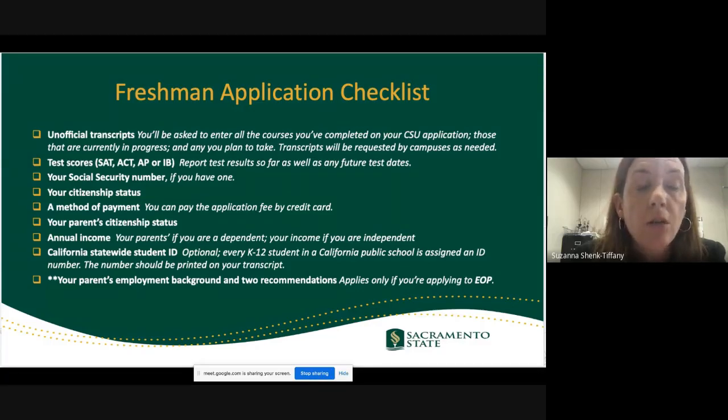They are going to ask you your citizen status and your parents' status, so make sure you know that. They are going to ask for your method of payment, so they are going to ask you to pay with a credit card. They are going to ask, though, your annual income. So if your parents make a certain amount and there's a certain number of people in your family, you are eligible to not pay for 4 applications, meaning they're going to waive the fees for 4 campuses for you.